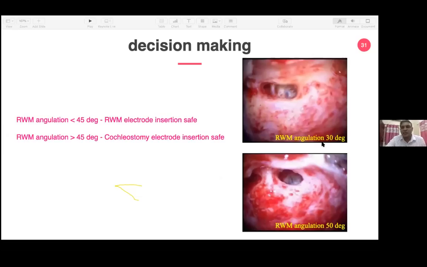If that angle is less than 45 degrees, as in this case, where it is 30 degrees, it is an ideal situation where you can go ahead and do a round window membrane electrode insertion. If the angle is more than 45 degrees, as high as 50 degrees in this case, that is not an ideal situation in which to do a round window membrane electrode insertion.